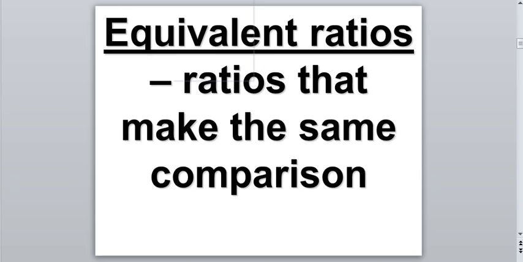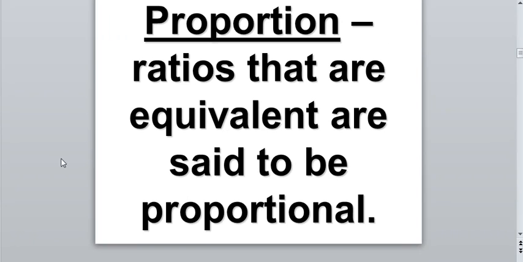For example, 1 compared to 2, 1 over 2, 1 colon 2. All three are examples of comparing the same thing. That is one example of ratios. Ratios that are equivalent are said to be proportional.